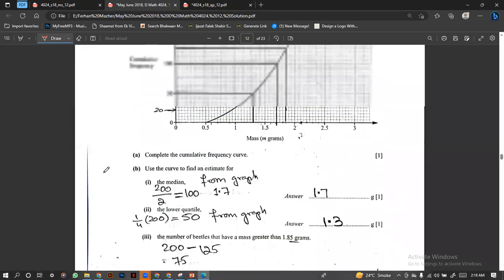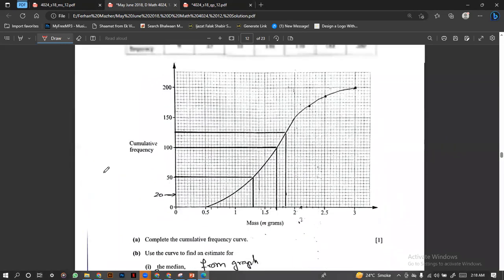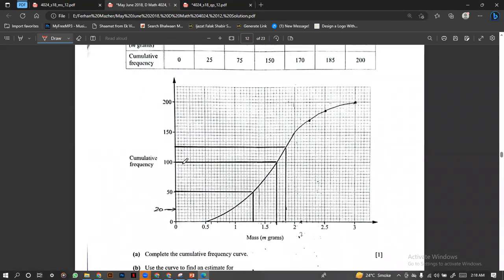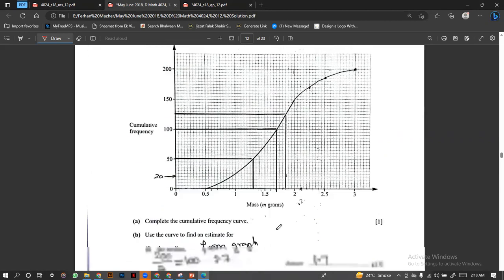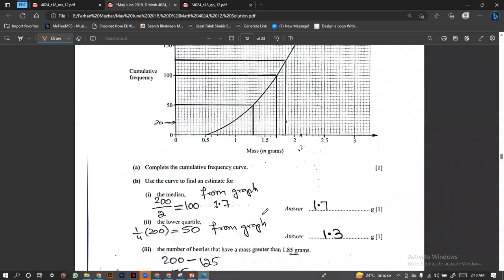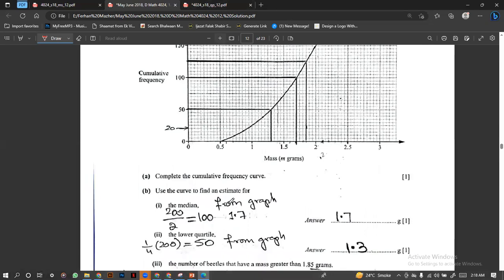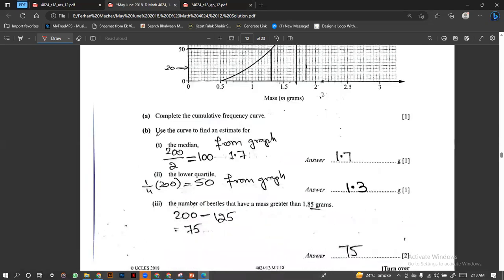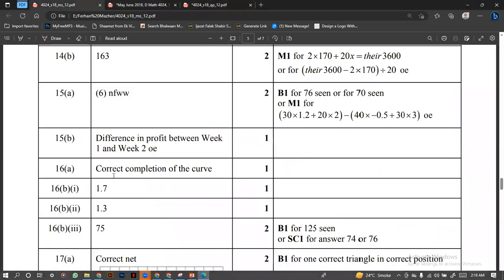So on your y-axis, you will look for the 100. So here we have 100. From here, you will go to your graph, and below that, check what is the x value. Whatever this value is, that is 1.7. So that is your median. So your median is 1.7.